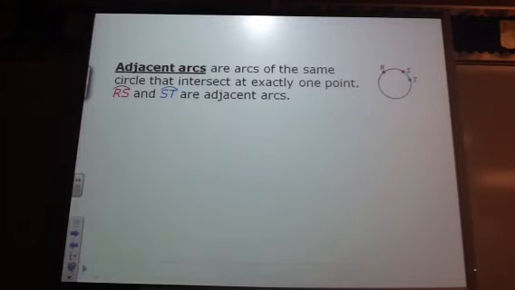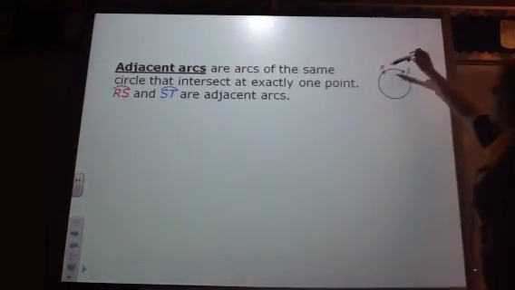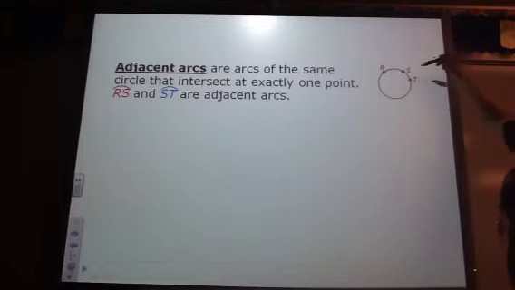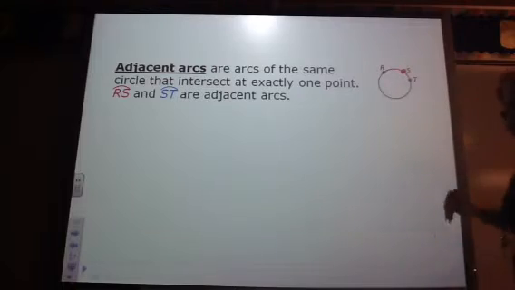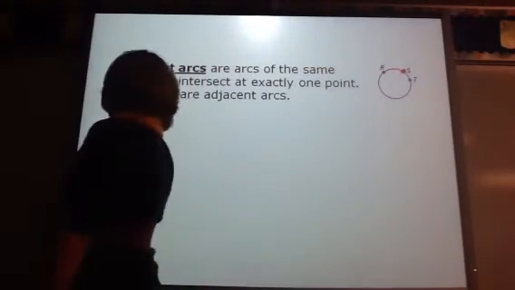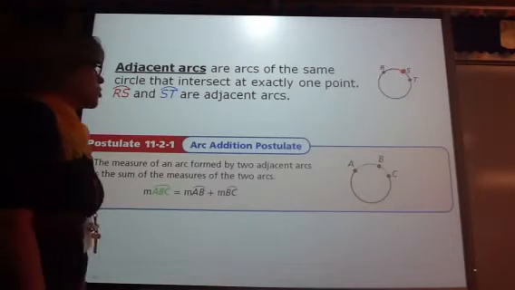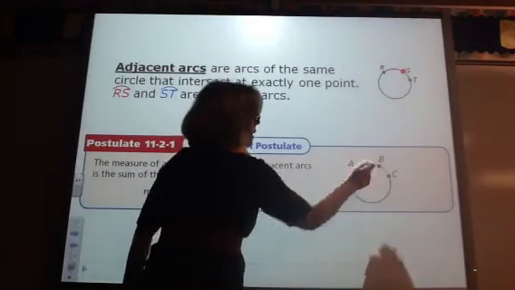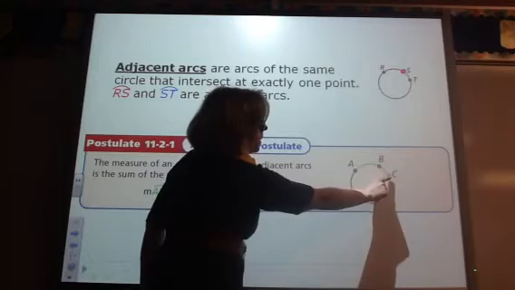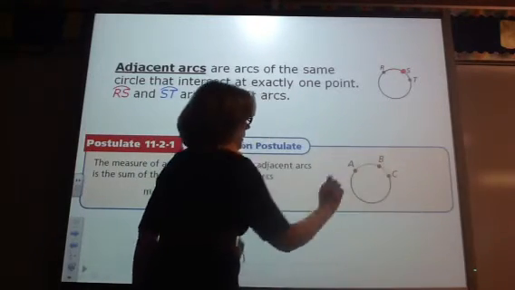Adjacent arcs are arcs of the same circle that intersect at exactly one point. So what we have here is arc RS in red and then arc ST, and they're adjacent because their intersection point is right here at point S. So we have an arc addition postulate, just like your ruler and just like your angle. When you take the measurement of arc AB, add the measurement of arc BC, you will get the measurement of arc ABC.